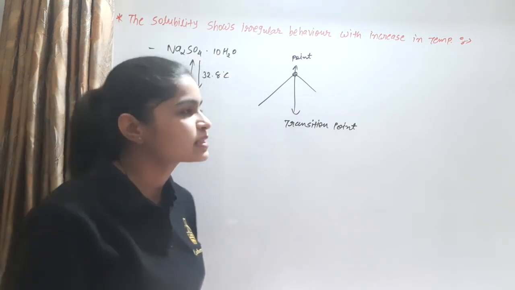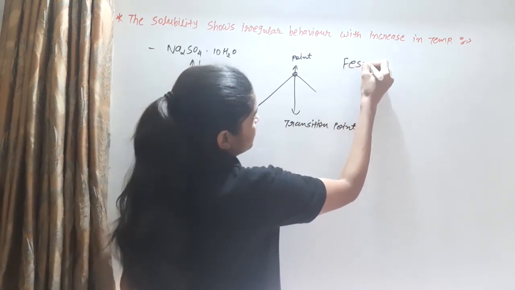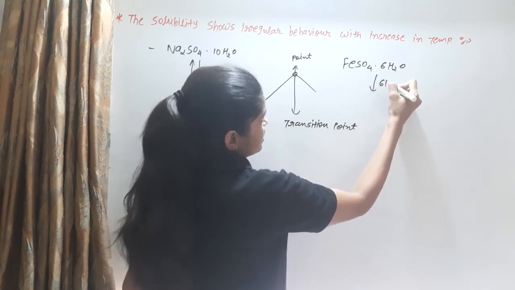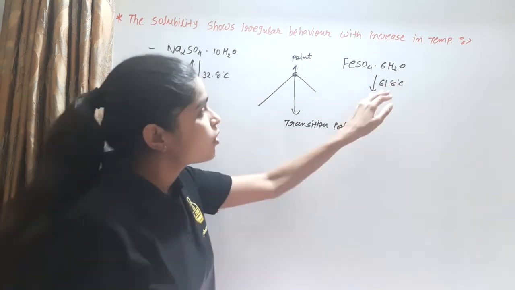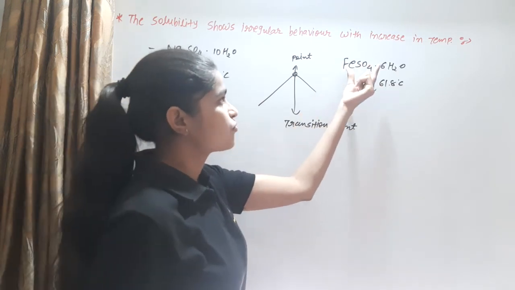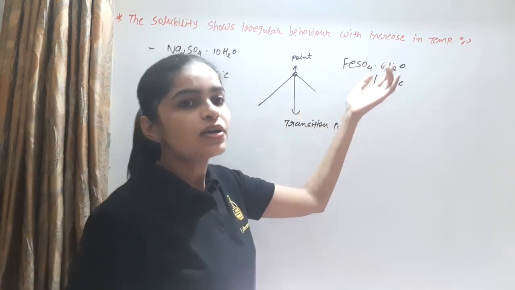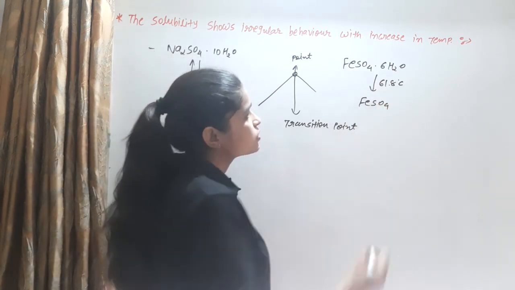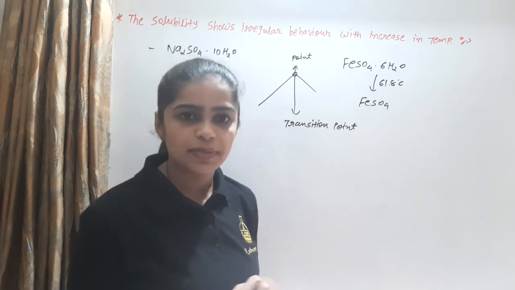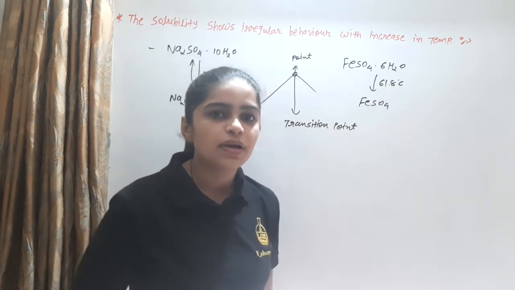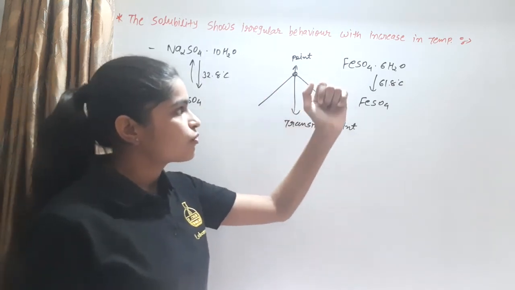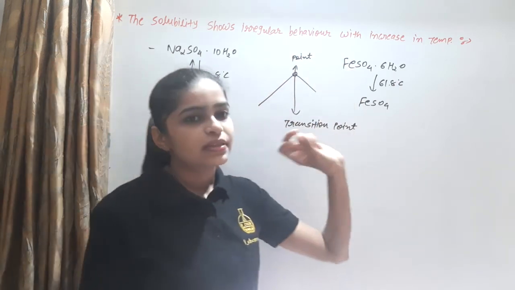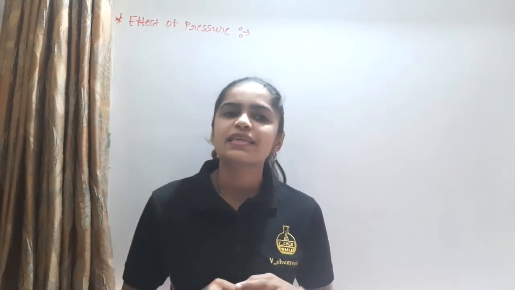The next example is FeSO4·6H2O. Its transition temperature is 61.8 degrees. That means below 61.8 degrees it forms as FeSO4·6H2O, whereas above this transition temperature it is converted into FeSO4. So this temperature is known as the transition temperature. That way, in some examples like Na2SO4, FeSO4 and CuSO4, the solubility shows irregular behavior with increase in temperature. Next is the effect of pressure.